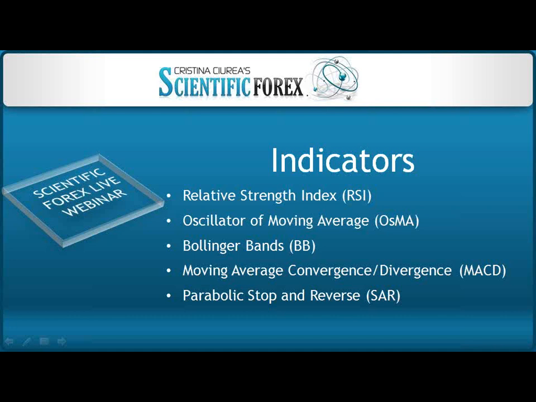The Relative Strength Index was invented by Wallace Wilder. It is a momentum oscillator, and it measures the speed and change of price movement by comparing a security's gains to its losses and plotting that on a 0 to 100 scale.